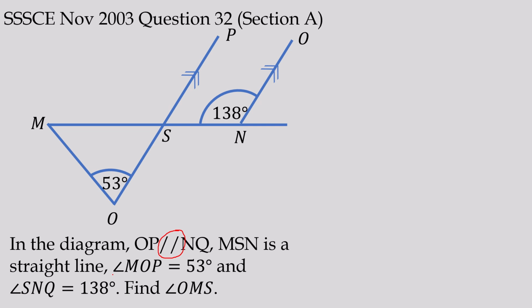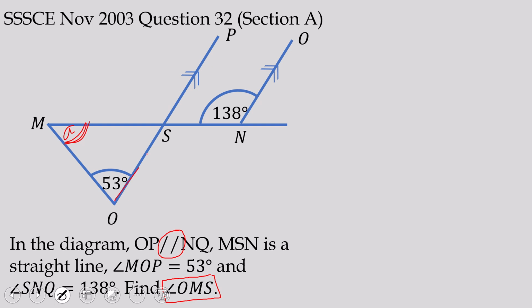MSN is a straight line. The angle MOP is equal to 53 degrees, and the angle SNQ is equal to 138 degrees. Now we are looking for the angle OMS. So OMS is going to give us this angle. Now for simplicity, let me label that angle as maybe A. Okay, so I label that angle as A.